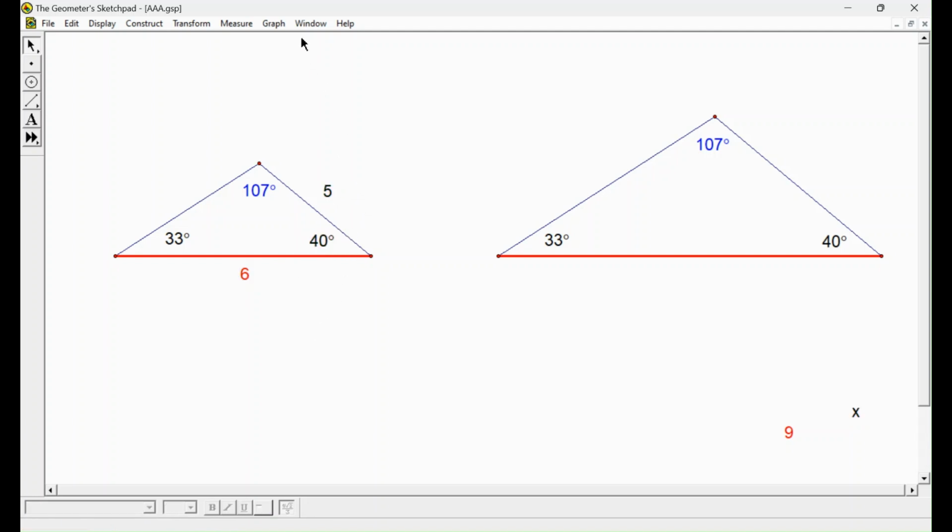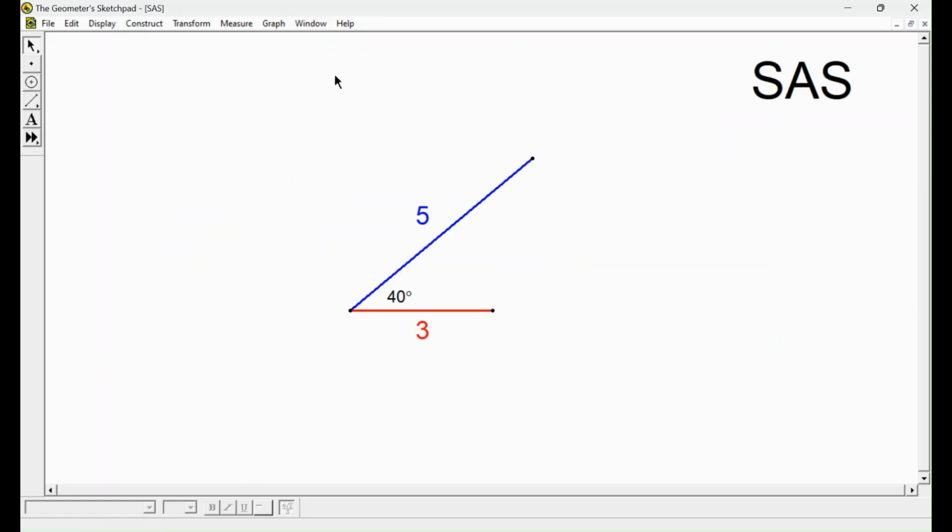Well, let's look at what happens when we create a triangle with a 5, a 40, and a 6. Never mind the other two angles for a moment. Side angle side. If I want to make a triangle with 5 and 6 centimeter sides with a 40-degree angle in between them, I can definitely do that. Here it is. But what are these two angles?